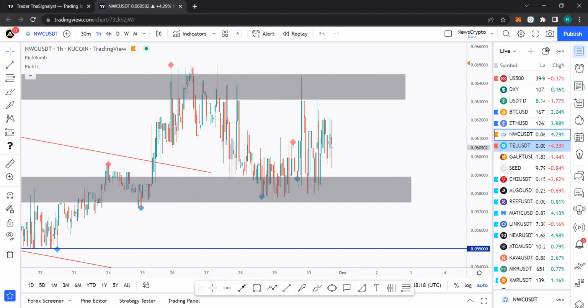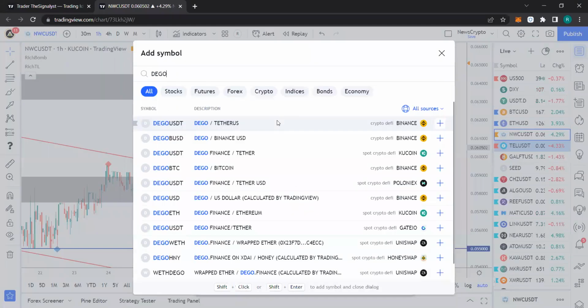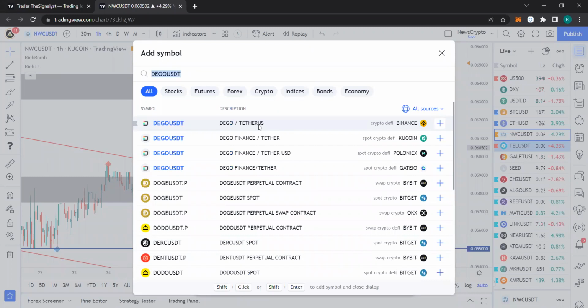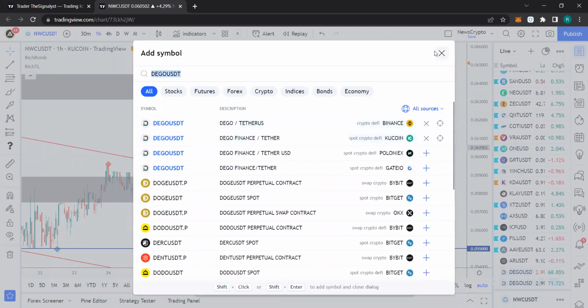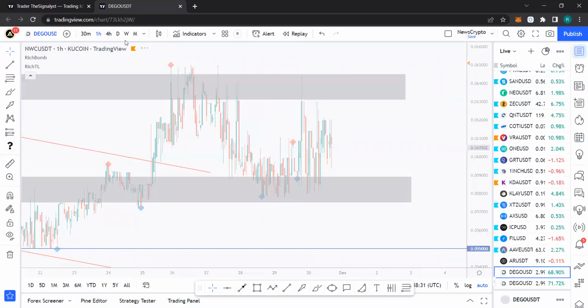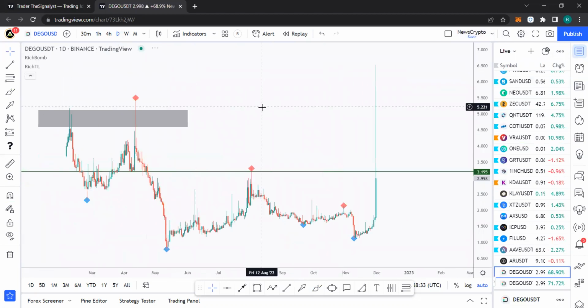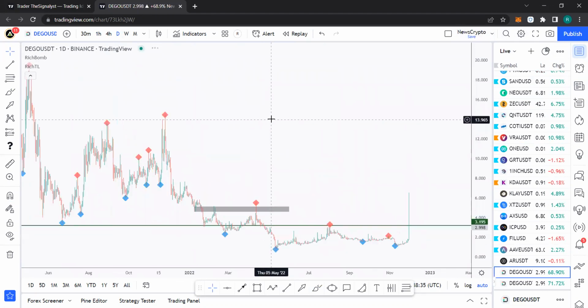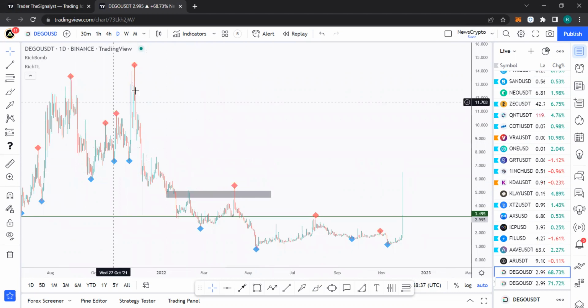Let me check. Okay, DEGO. I'm not sure if I have DEGO on my watch list. I don't think so. Yeah, I don't. Let me add both. Maybe I have drawings on one of them. Okay, I don't. Oh yeah, I had drawings here on the Binance ticker.